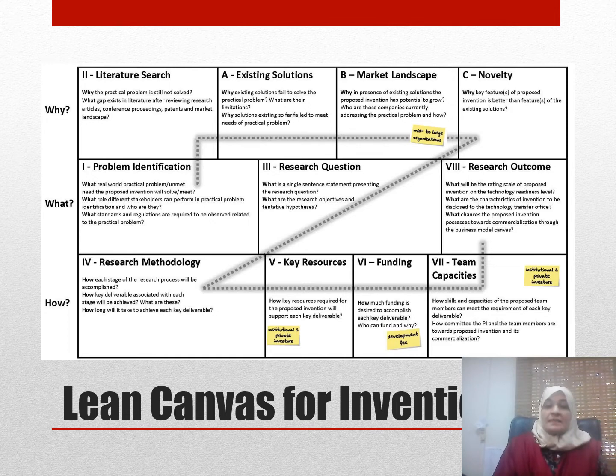Now you can see this Lean Canvas for Invention. Though it is visible on a single canvas or a single sheet, it is divided into 11 components. These start with the first component, problem identification, followed by a second component, literature search, followed by existing solutions, market landscape, and novelty. Then from novelty, you come down to the research question, then research methodology, key resources, funding, team capacities, and research outcome.